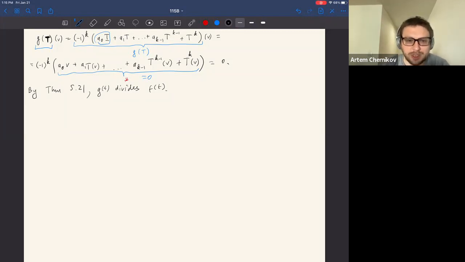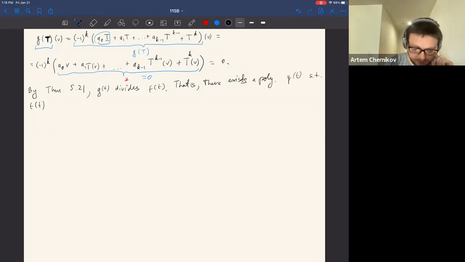So what does it mean again? This means there exists some polynomial q of t, let's say, such that we have f of t is equal to q of t times g of t. We simply write out what it means for g to divide f.